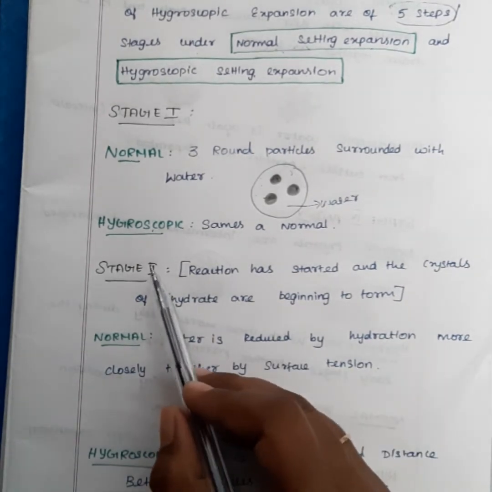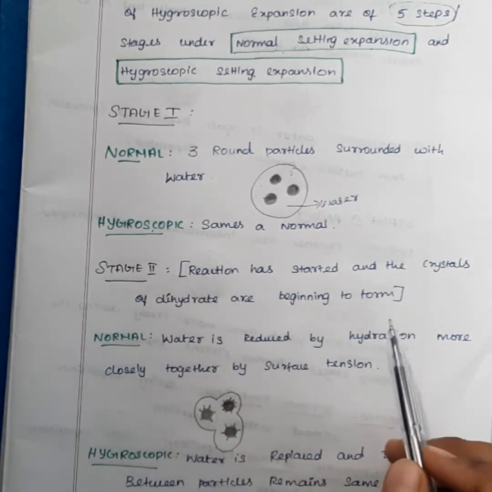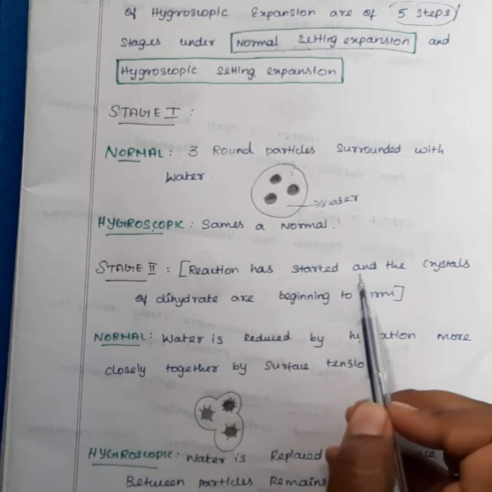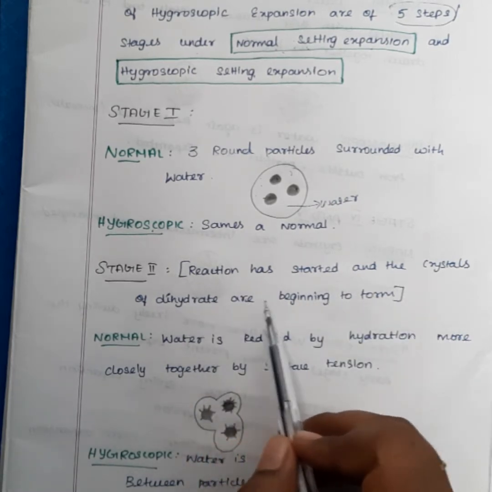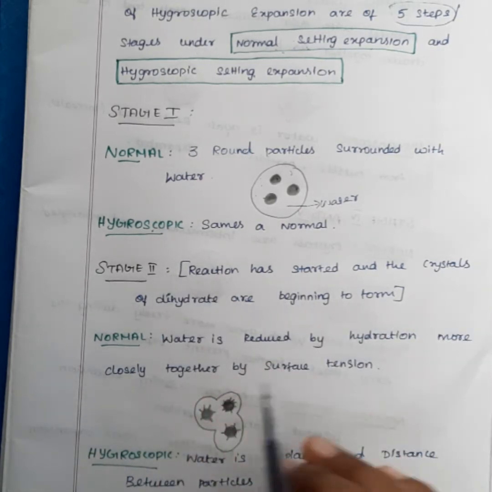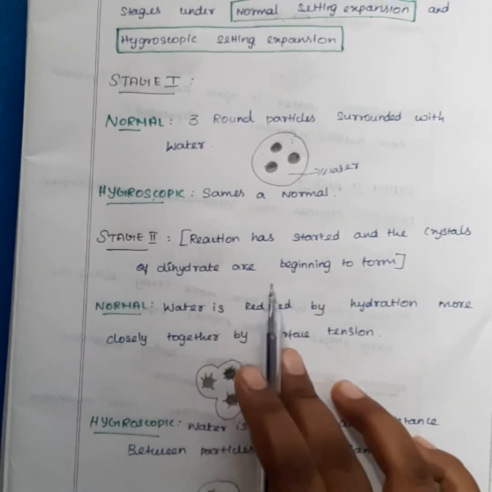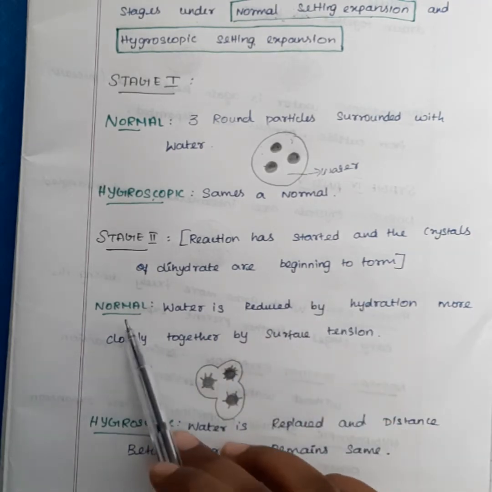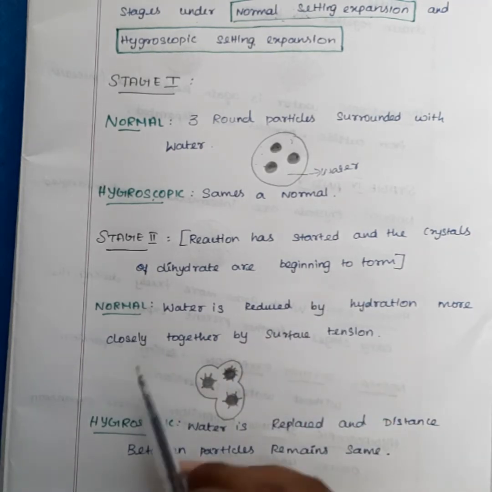And then stage 2. In stage 2, the common thing is the reaction has started and the crystals of dihydrate are beginning to form. In this stage the reaction will be started and the crystal dihydrate are beginning to form. And now normal and hygroscopic, as I said before.